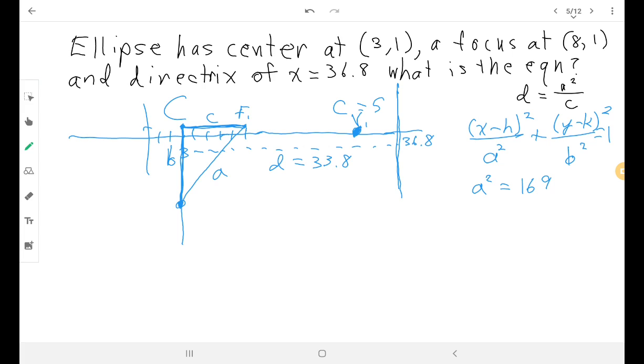So now I can use the fact that I know A squared and I can calculate C squared to do this right triangle, right? Because B squared plus C squared has to equal A squared in this right triangle. I don't know B squared, but I do know C squared, that's 5 squared is 25. I know A squared is 169, so I can subtract 25 on both sides and get B squared, which is all I need. That's all that's left, right? Because I already have h and k right there.